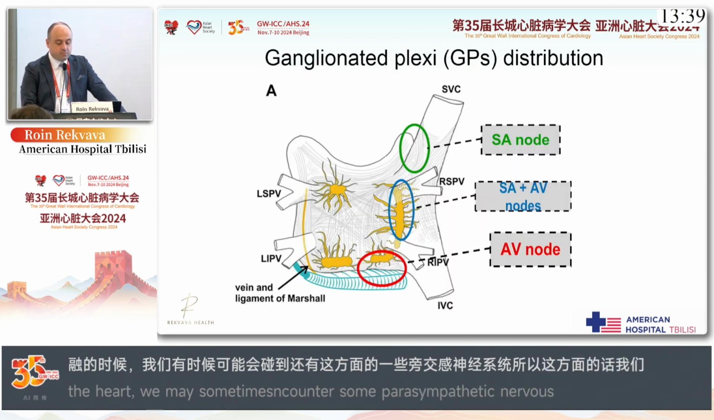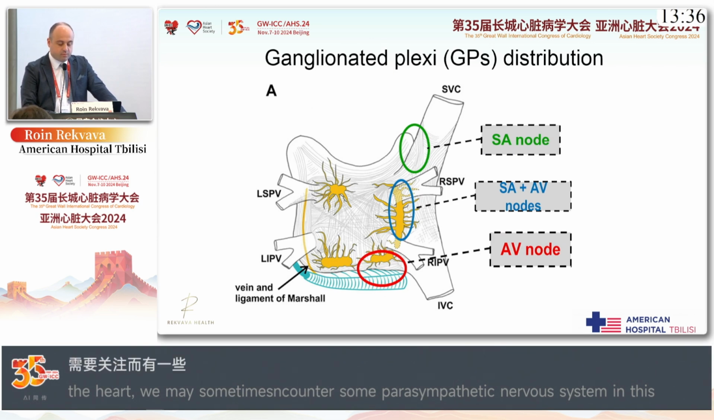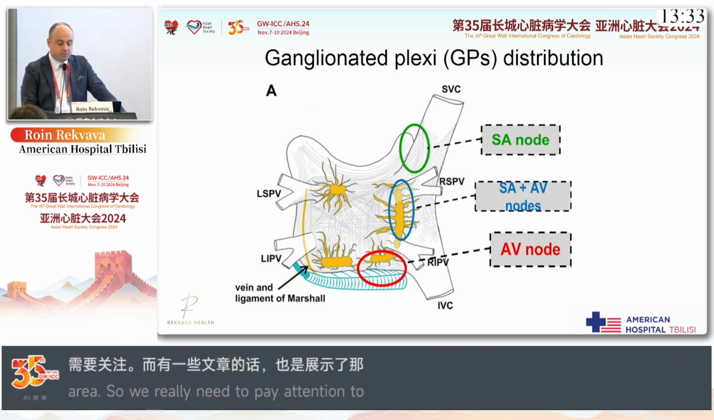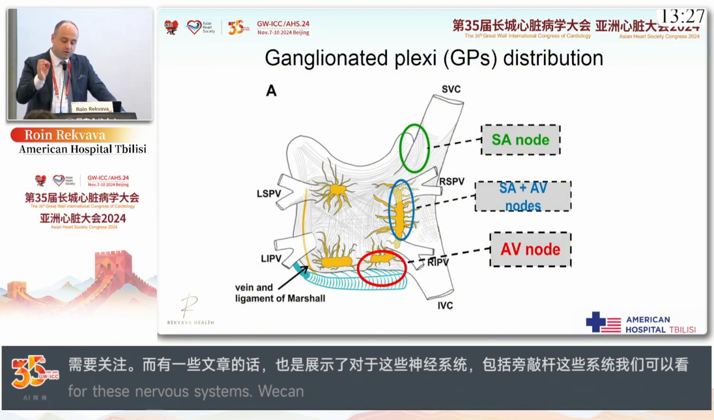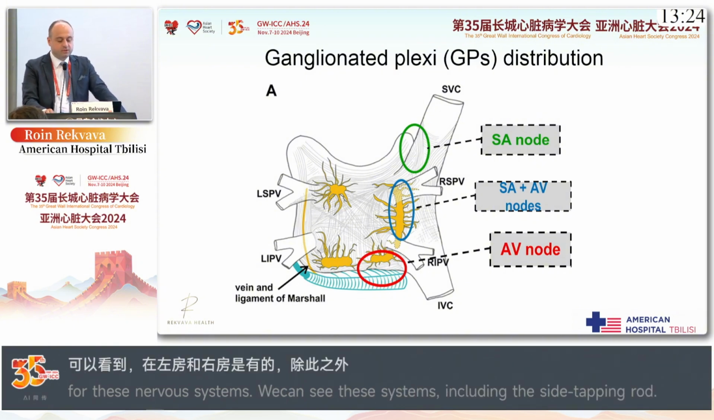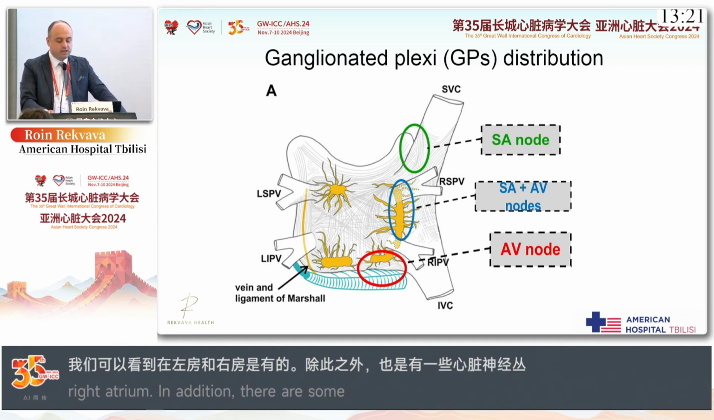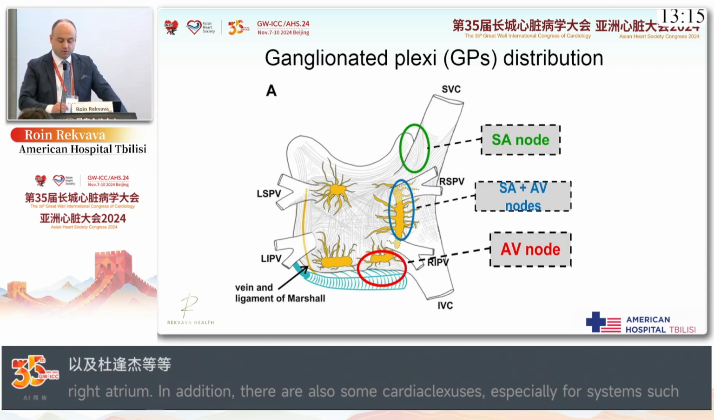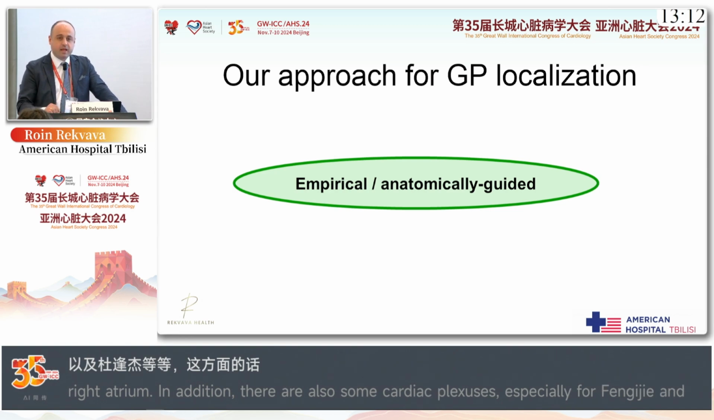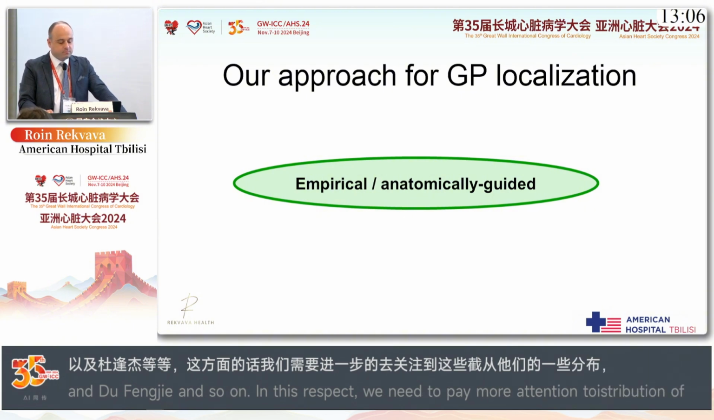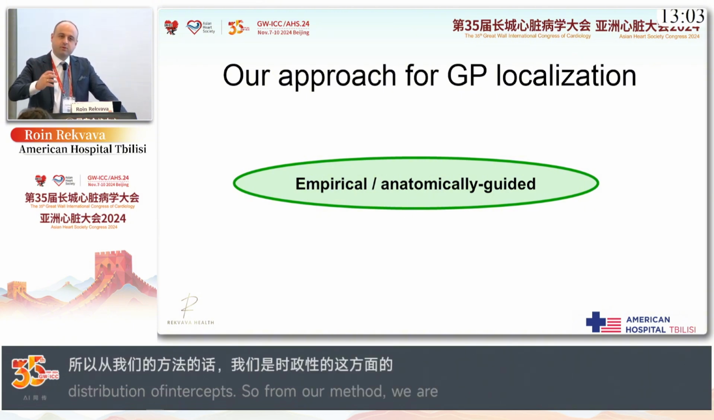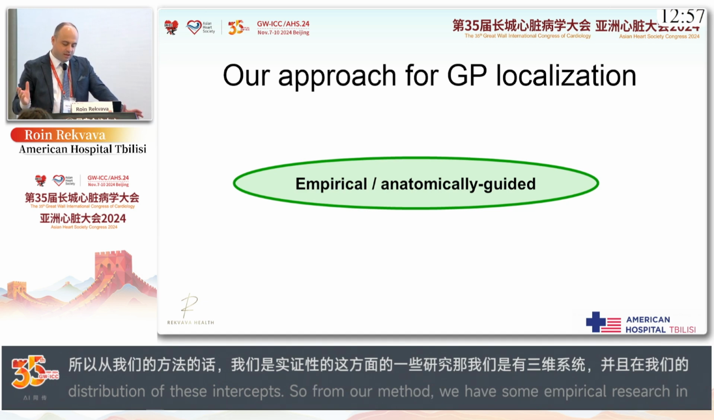Some articles show that the parasympathetic nervous system is located in the right and left atrium, but we have some ganglionated plexi for the sinoatrial node, especially for the AV node, and mixed ganglionated plexi for the sinoatrial and AV nodes. And our approach is the so-called empirical, anatomically guided approach. So we have a 3D system. We are just analyzing our 3D system, finding the ganglionated plexi and ablating.